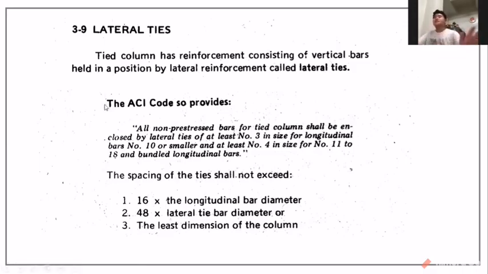You need these ties. So the ACI code provides that all non-prestressed bars for tied columns shall be enclosed by lateral ties of at least number 3 in size for longitudinal bars number 10 or smaller, and at least number 4 in size for number 11 to 18 and bundled longitudinal bars. So the spacing of the ties shall not exceed these. First is 16 times the longitudinal bar diameter, it must not exceed 16. And then the lateral tie bar diameter must not exceed 48. And then the least dimension of the column.